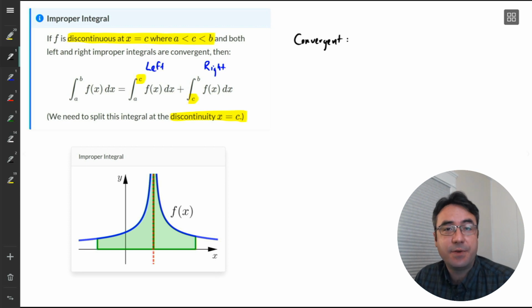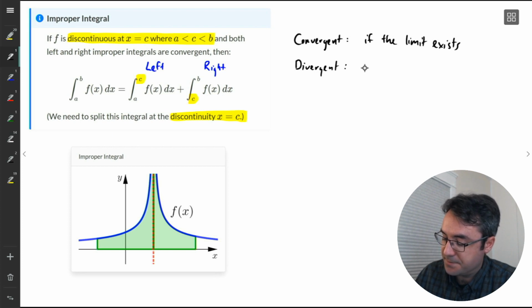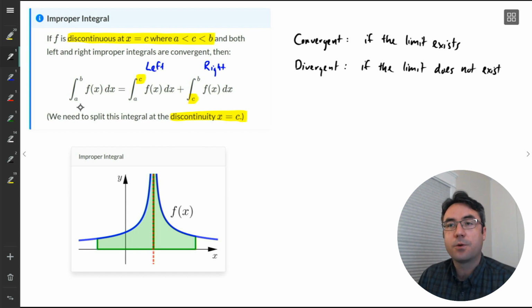So one of these types of improper integrals is said to be convergent if the limit exists. And then we also say divergent if the limit does not exist. So we use that same kind of wording here. And so in order for this improper integral to be defined, both the left and the right improper integrals have to be defined and convergent. So we need those to be convergent.